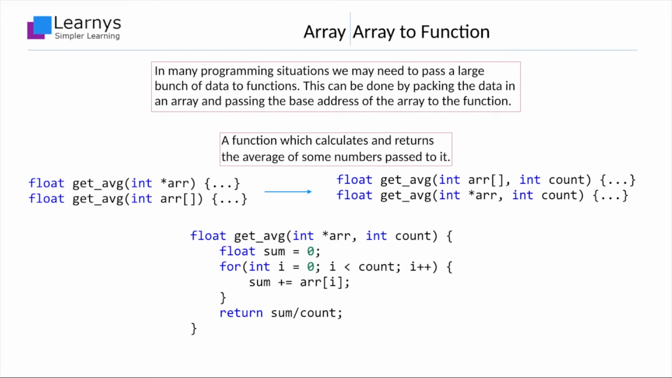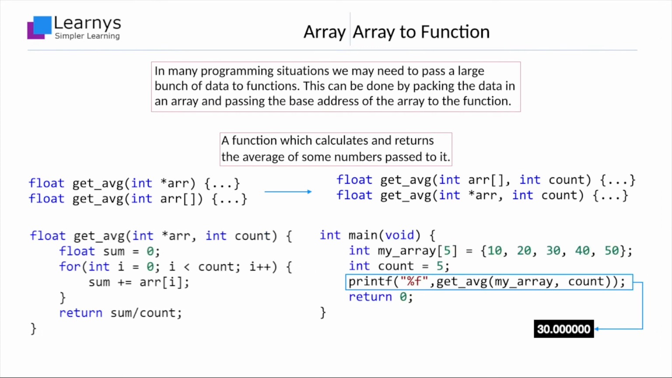This function has been called in the main function with an array packed with the numbers whose average needs to be calculated. The print statement will print the value returned by the getAverage function. You should see 30.0 printed on the terminal.